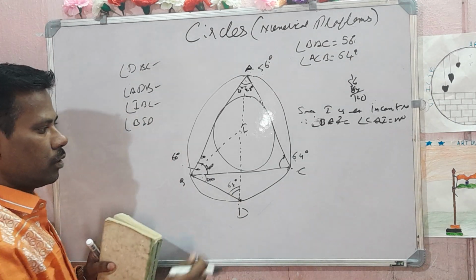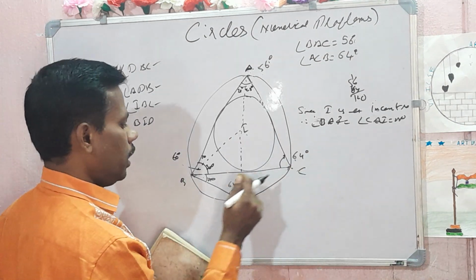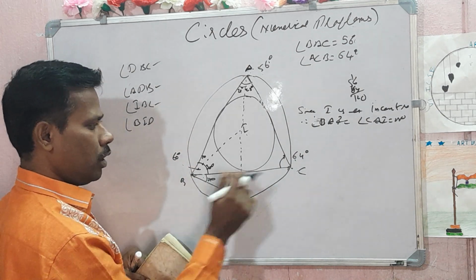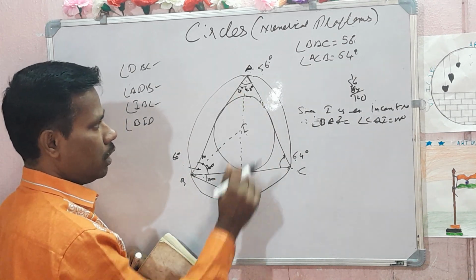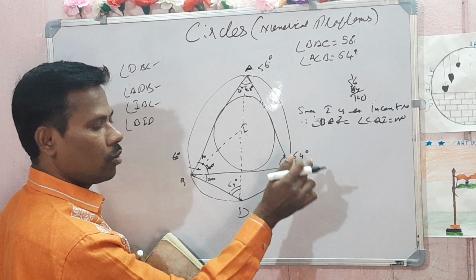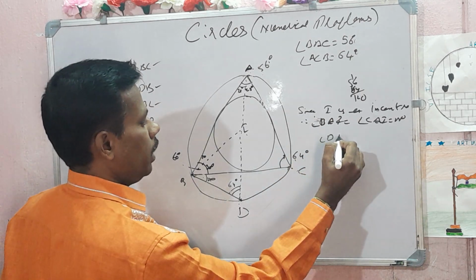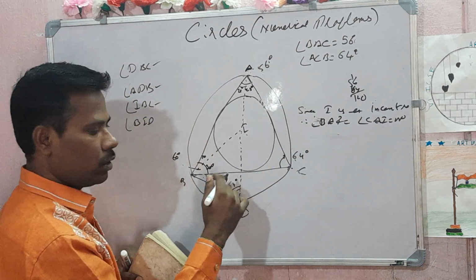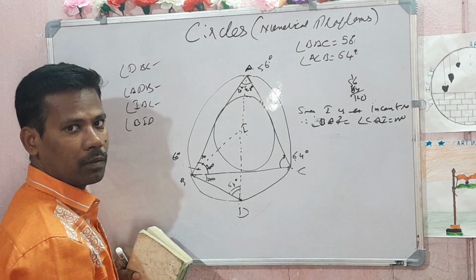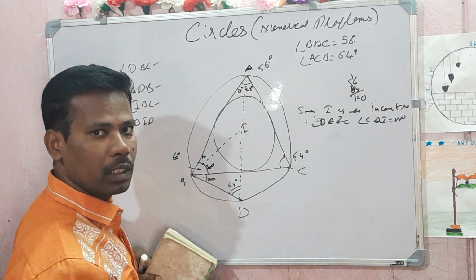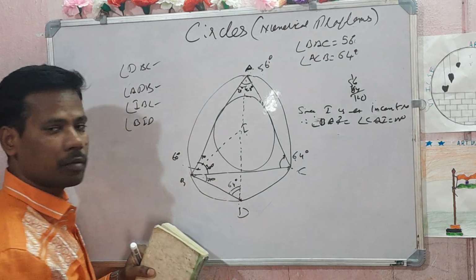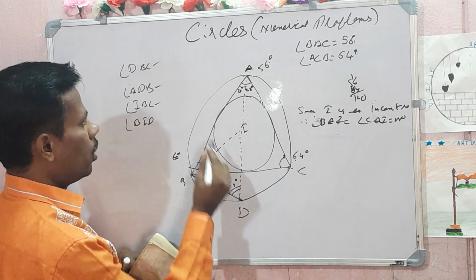How to write the steps? You have to write angle DBC and angle DAC is equal to 28 degrees. Since the angles in the same segment of circle are equal, you have to write that step. I am explaining orally, you should write steps by yourself. Now come back to this problem.